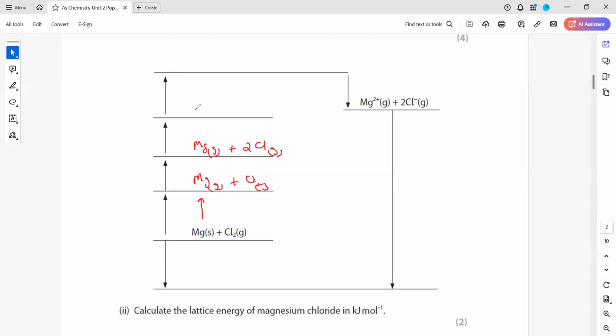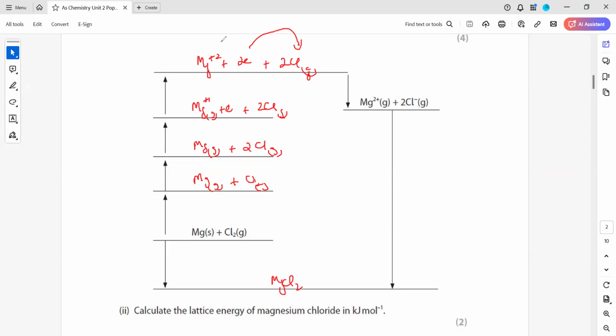Then we will remove the electron from magnesium. The first electron will be removed, so magnesium will become +1 in a gaseous state, and then 2 chlorine in gas. Then we remove the second electron from magnesium, so magnesium 2+. There will be 2 electrons and 2 chlorine atoms. Each chlorine gains 1 electron, so 2 chlorine atoms gain 2 electrons and form 2 chloride ions. So we have magnesium ion and chloride ions, and here the product will be MgCl2.